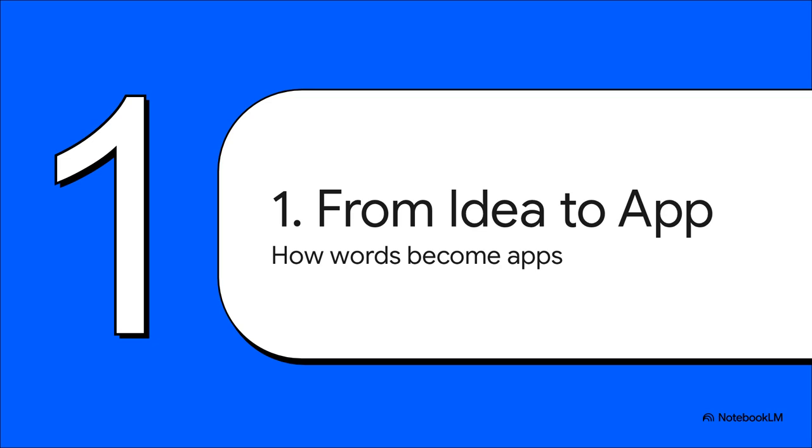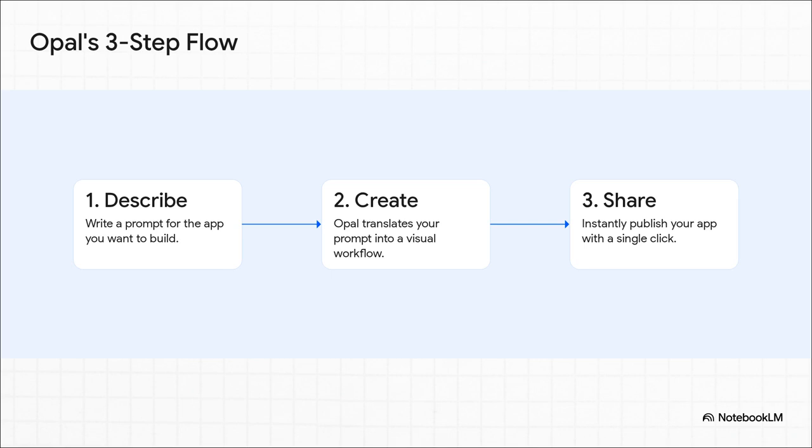Okay, so how does it actually work? I mean, how do you really go from just typing a sentence to having a shareable app? Let's get into the nuts and bolts. It's really this simple, just 3 steps.